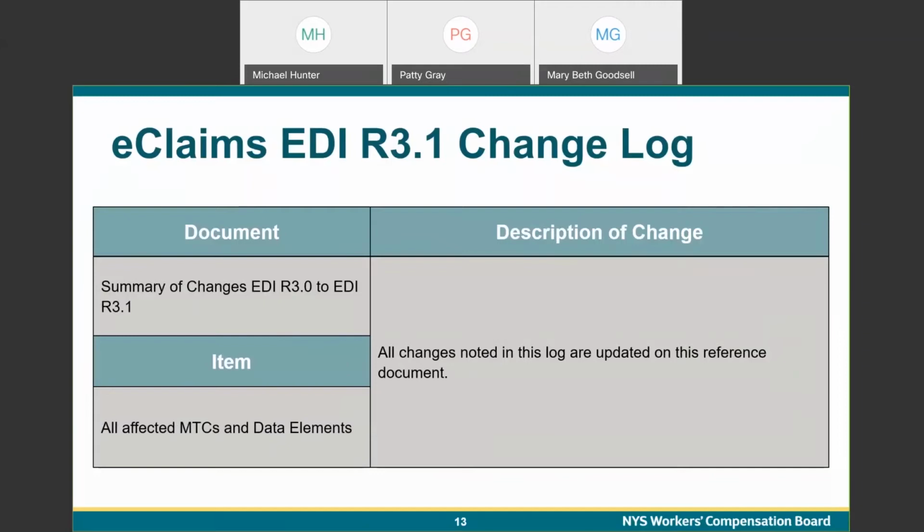Change log number 2 was an update to our summary of changes document. This reference document is now 16 pages long, and the changes that were published on June 12th are highlighted in yellow on this reference document.